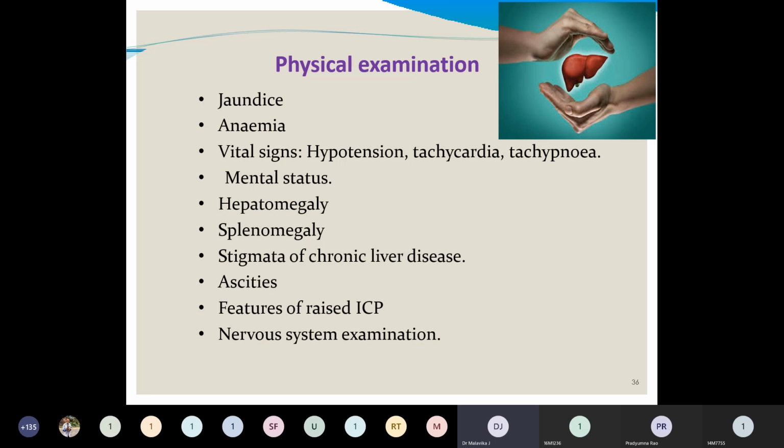And on examination, hepatomegaly should be present and splenomegaly, which is an associated finding, stigmata of chronic liver disease and ascites will be present. Features of raised intracranial pressure like excessive crying and irritability and bulging anterior fontanelle can be seen in these children. Nervous system examination is very important to be done in cases of hepatic injuries.